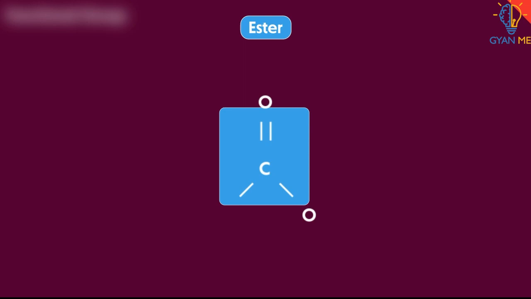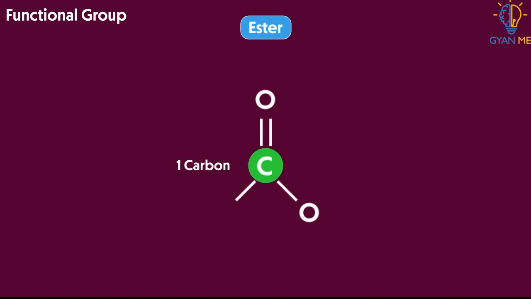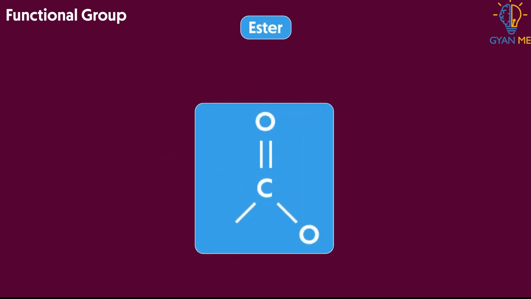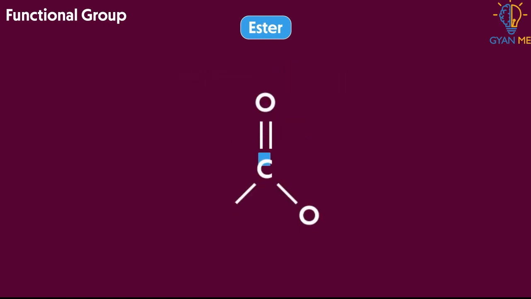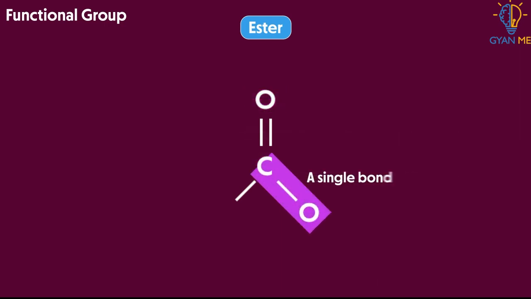Now comes the ester functional group. The ester functional group consists of 1 carbon and 2 oxygen atoms. It is represented as dash COO. As you can see, in an ester group the carbon atom is bound to one oxygen by a double bond and the second oxygen atom by a single bond.